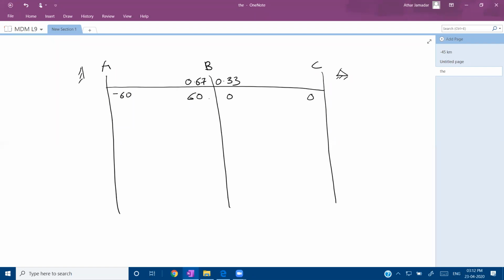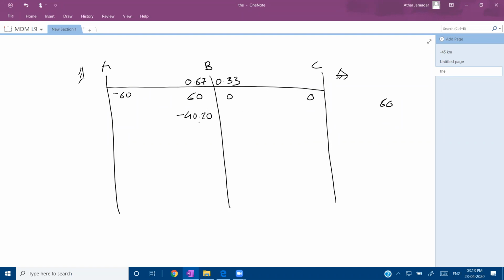So directly we will go to calculate unbalanced moment at joint B. So at joint B, plus 60 plus 0, so unbalanced moment is 60. And before applying this unbalanced moment as a correction, we have to multiply the 60 value with respect to distribution factor. So for BA case, if you multiply this 60 with 0.67, it is going to be minus 40.20, and for BC it is going to be minus 19.80.